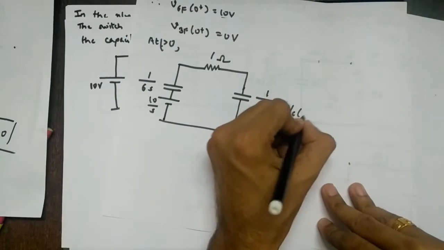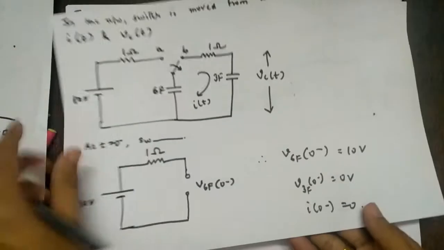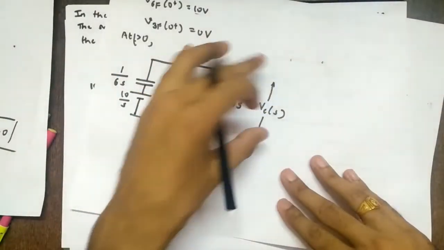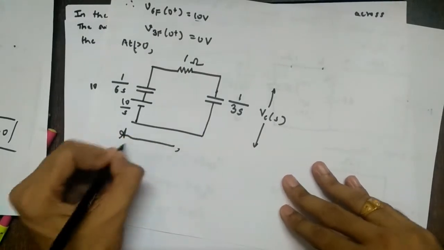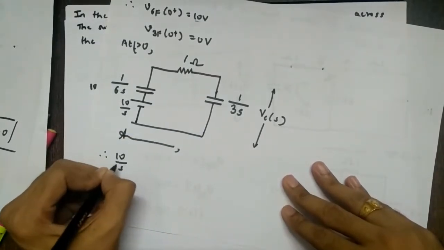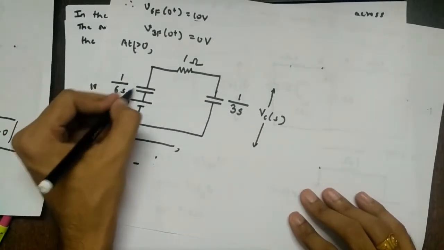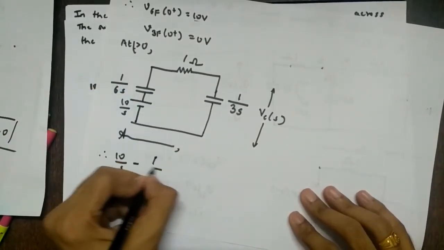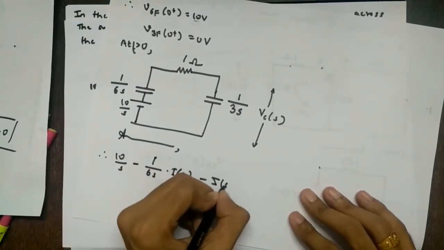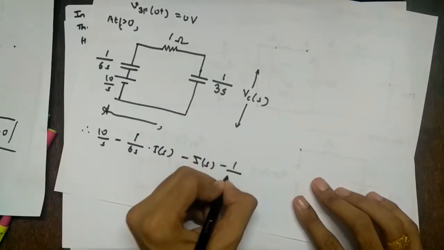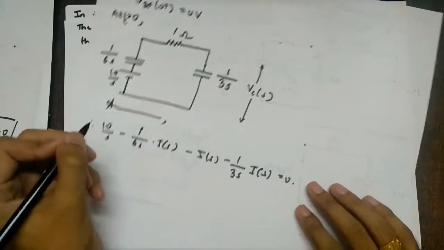So this will be our Vc of S. It is given in the question as Vc of t, so in the Laplace domain it becomes Vc of S, right? So again apply KVL. Therefore 10 by S minus the impedance now, R into I, so 1 upon 6S into I of S, minus 1 into I of S, minus 1 upon 3S into I of S, equals 0, right?